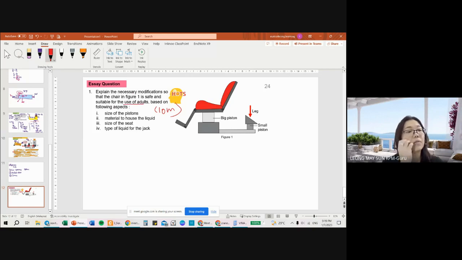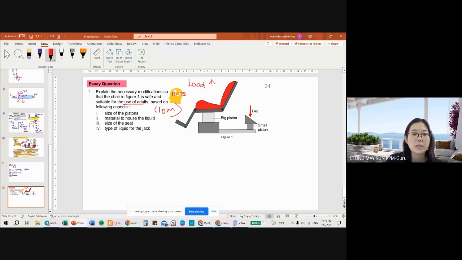Now, if you're talking about adults, you have to understand that there are multiple sizes and multiple variations of adults. So the most important thing is that the chair needs to be able to accommodate very high mass, bigger size people. So that is a few things that we have to consider. Higher mass, bigger size, which means the load is going to be very high.